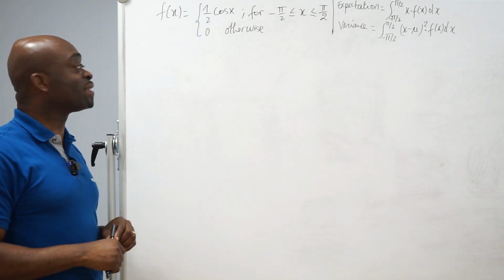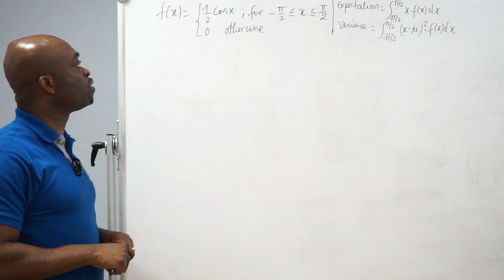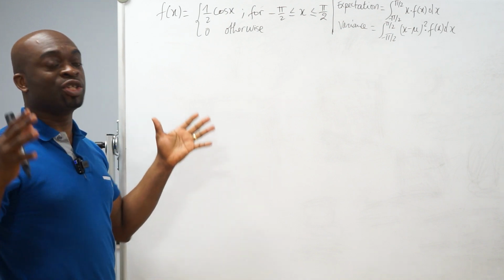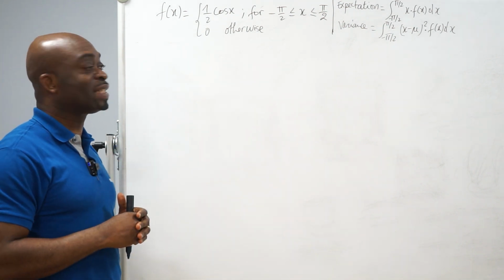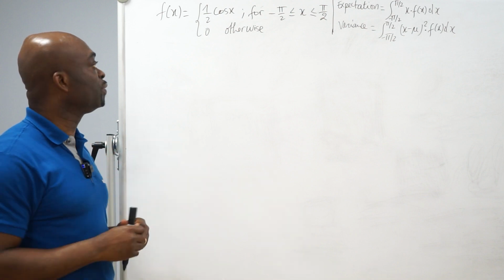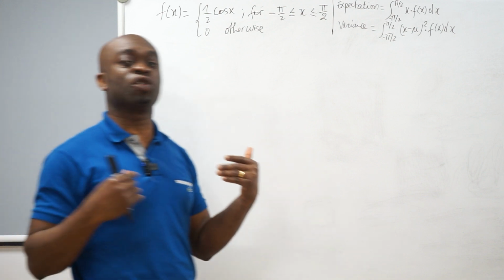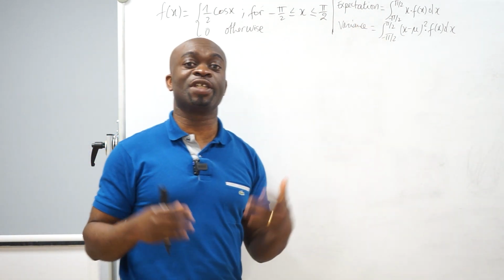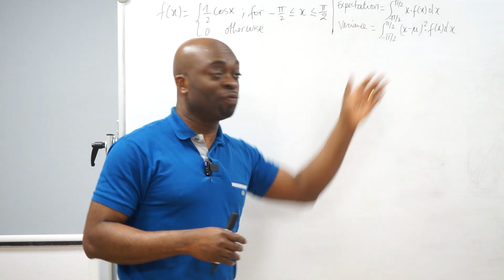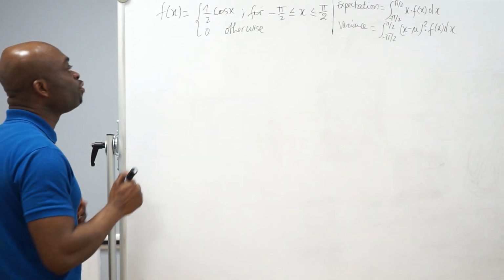Guys, we have the density function here: f of x equals a half cosine x for the range between negative pi over 2 and pi over 2, and 0 otherwise. So we want to find the expectation, which is the same thing as the mean, whose formula is there, and then the variance, also with a formula there. So let's go right at it.